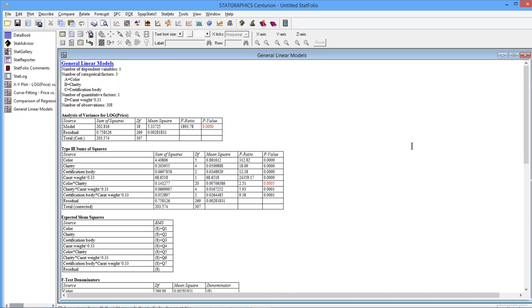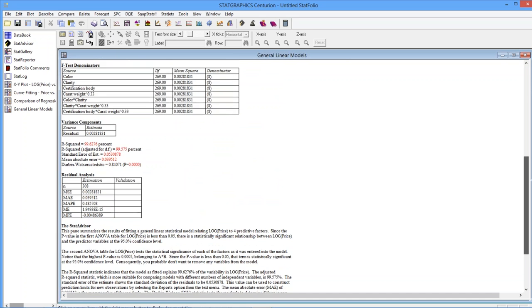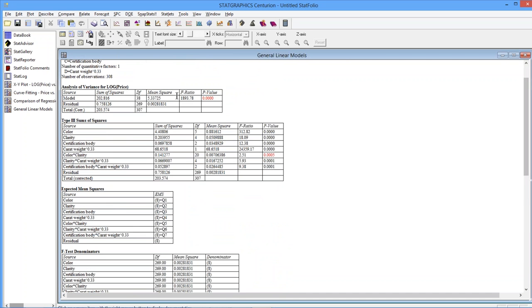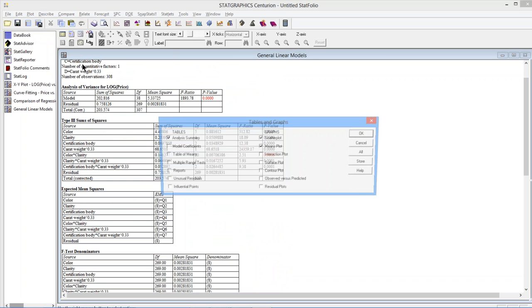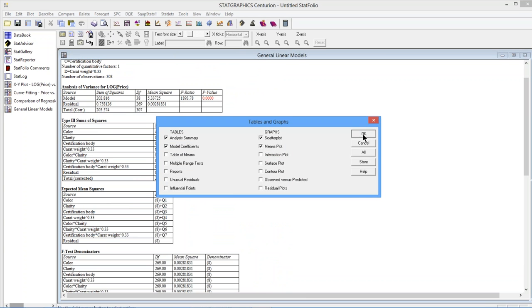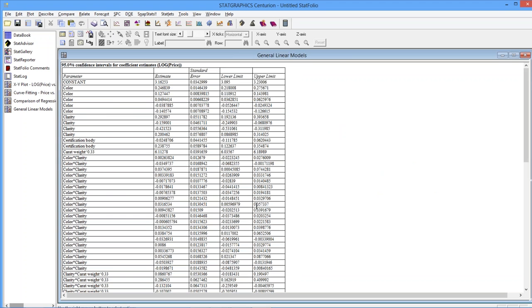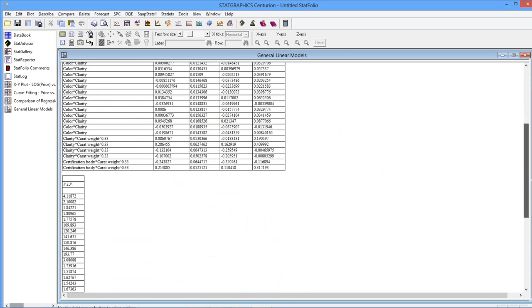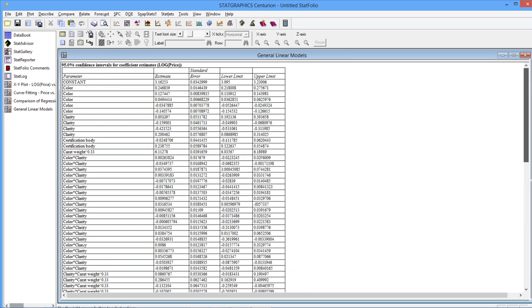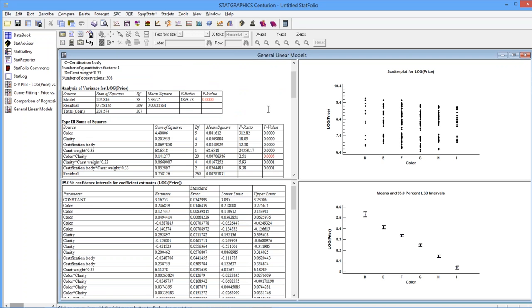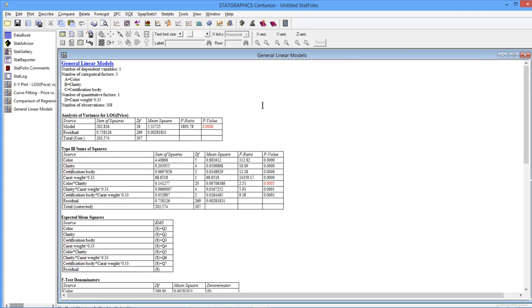Okay? Now, if you're interested in seeing the model, I believe I can ask for model coefficients. Okay, and it may show me the model or it may not. It may be too complicated. I guess it's too complicated to try to write it out. However, we do have a mathematical model. Now, why did we make a mathematical model? We made a mathematical model because we wanted to be able to predict the price of diamonds.